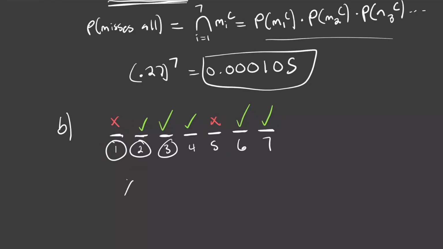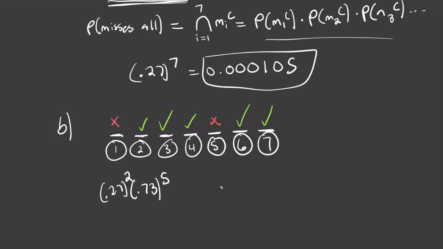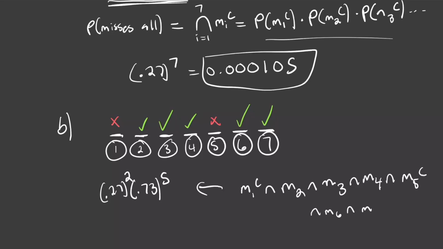So what's the probability that this specific sequence happens right here? Well, the probability that he misses the first one is 27%, and then the probability that he makes the second one, these are independent so we multiply them, is 73%, and then 73% here, 73% here, 73 and 73, so 73 to the power of 5. And then he has 2 misses, so 27 to the power of 2. So this right here would be the event that he misses the first one, so m1 complement, intersection with m2 because he made it, intersection m3, intersection m4, intersection m5 complement because he missed, right? Then intersection m6 and m7 because he made both of those.